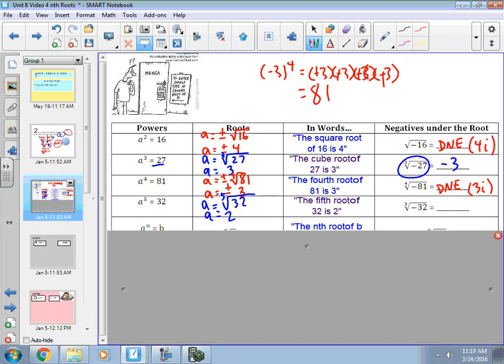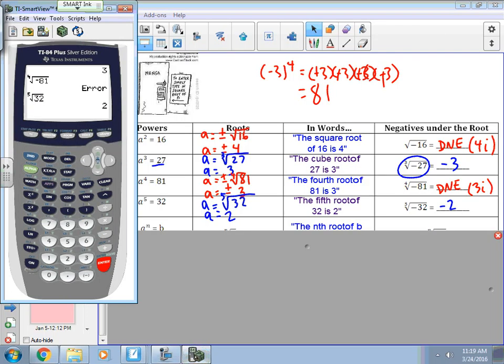Okay, could negative 2 be an answer too? Nope. Okay, but can we do the fifth root of negative 32? Yeah, that would equal negative 2. Watch when we try this one on the calculator. It should work. So if we do negative 32, it is negative 2.